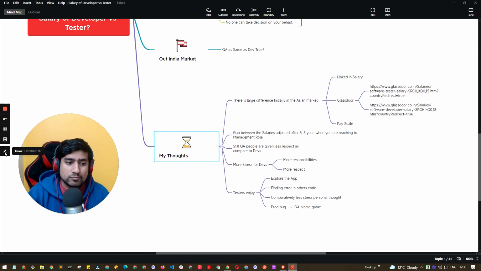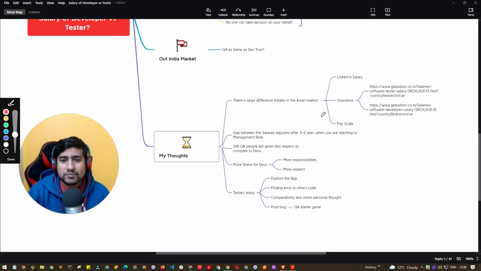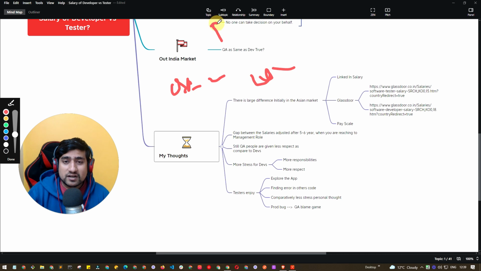Let's come to the important point, which is my thoughts on this. Of course, there is a large difference initially in the Asian market that I have told you, right? You can go to LinkedIn salary, Glassdoor or Payscale. I have proved this many times. There's a huge, massive gap between salary packages for QA versus developer. So you have to take a decision based on that and based on the inputs that I have discussed earlier.